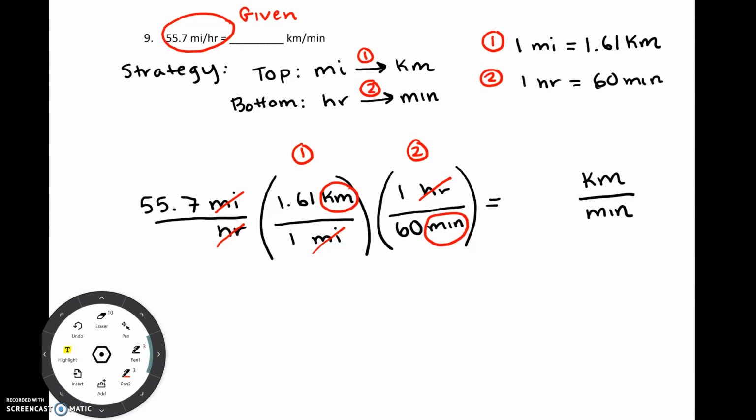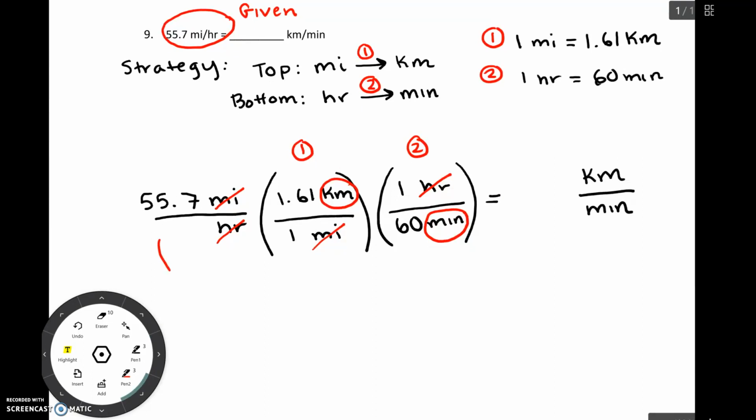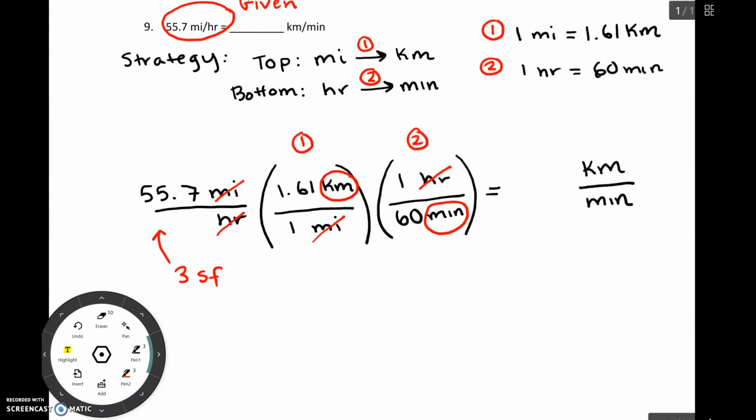I am ready to do my math. So remember, if the number is 1, I'm going to ignore it. In my calculator, I'm going to type 55.7. I'm going to multiply by 1.61, and I'm going to divide by 60, and I'm going to get my answer here. Now, if I look at my number that's given to me in the problem, it has 3 significant figures. I'm going to round my answer so that I have 3 significant figures.